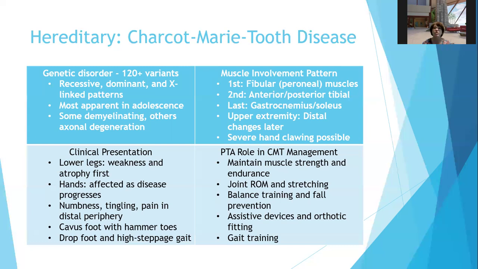So the PTA role in CMT management, and I have worked with a few people with CMT, you want to be able to maintain muscle endurance and strength. Joint range of motion and stretching is really important. Balance training and fall prevention, assistive devices and orthotic fitting, and gait training. So most people who have a hereditary disease like this, they've sort of been dealing with it for a long time, and they want you to tweak their program. So that's good. We can do that.